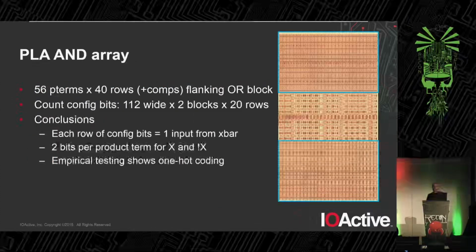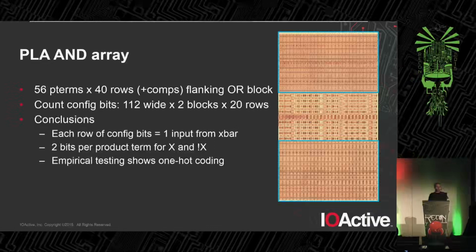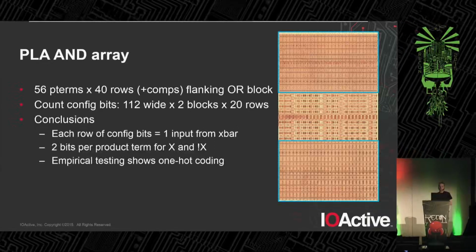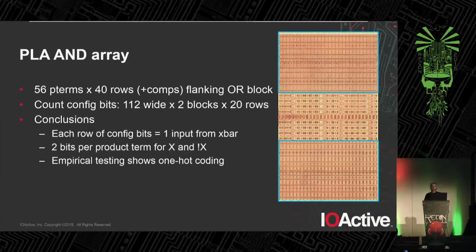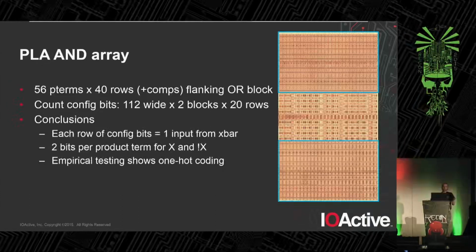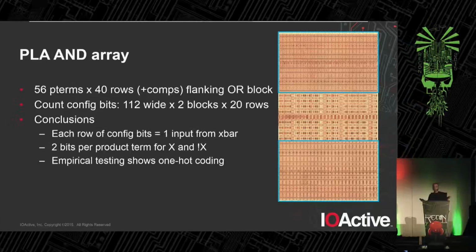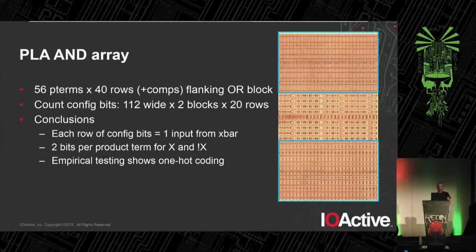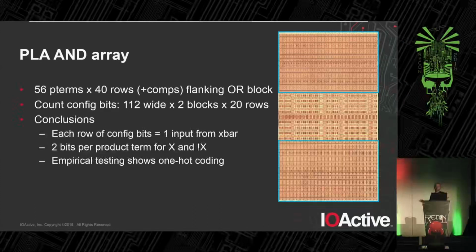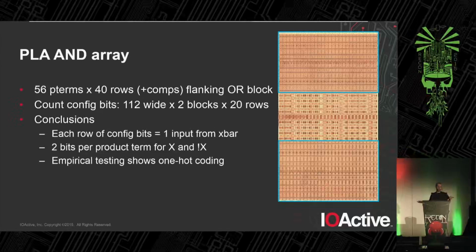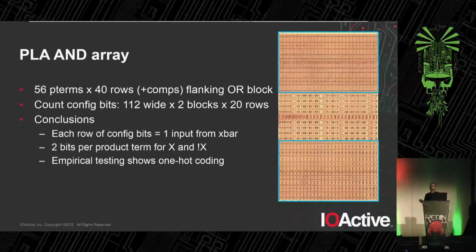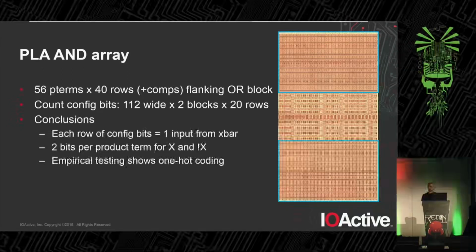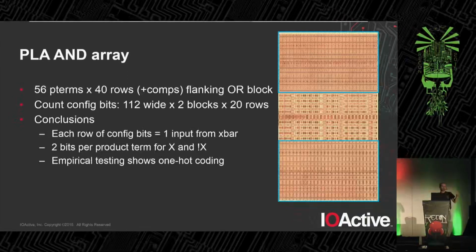So if we take a closer look at the AND array, we know that there are 56 product terms. We know that there are supposed to be 40 rows and 40 complemented rows for a total of 80. If we count how many SRAM cells there are, we'll see there's 112 bits wide, which is 56 times 2. There are 2 blocks of 20 rows each. So the conclusion is that since we know there's 40 inputs coming in from the crossbar, we've got 2 blocks that are each 20 rows high. Each row probably corresponds to 1 row of input. And then we know that the width of the array is double 56, so there's probably 2 bits per product term. One selects X, one selects not X, or maybe some sort of other code.